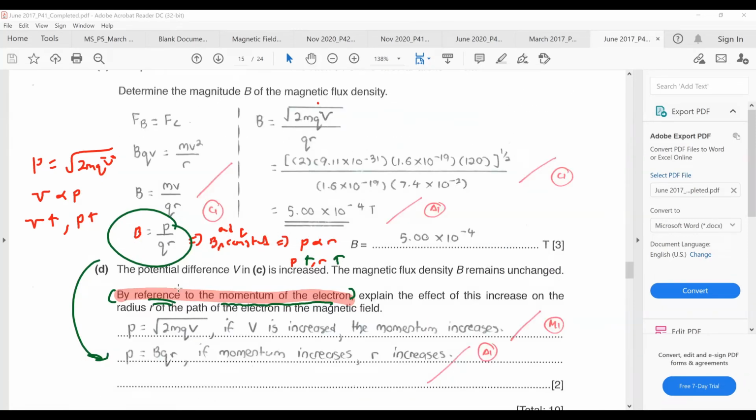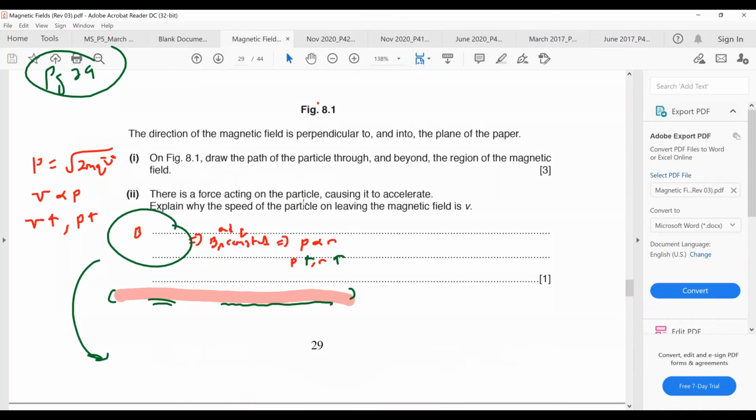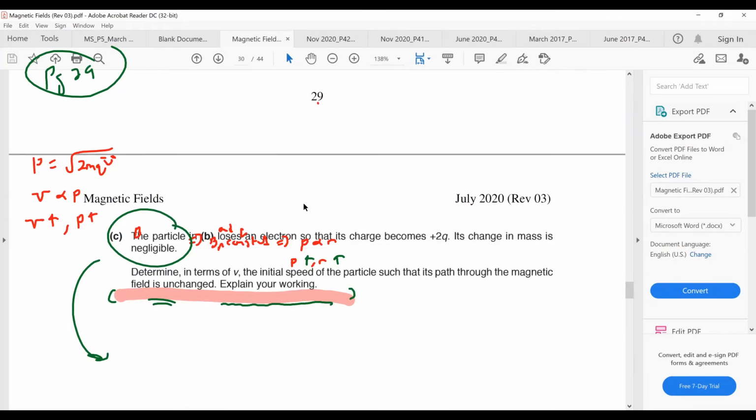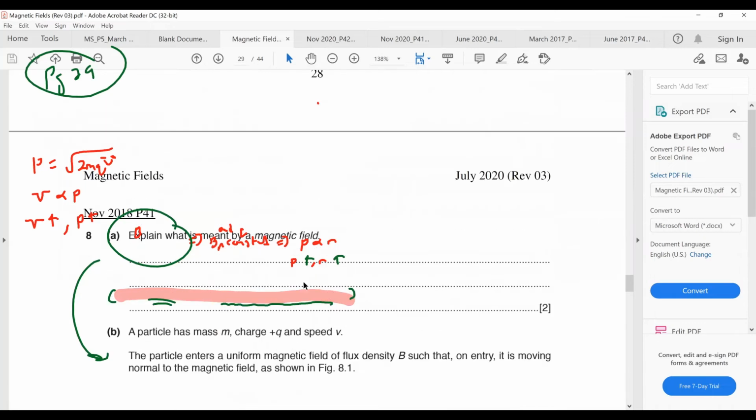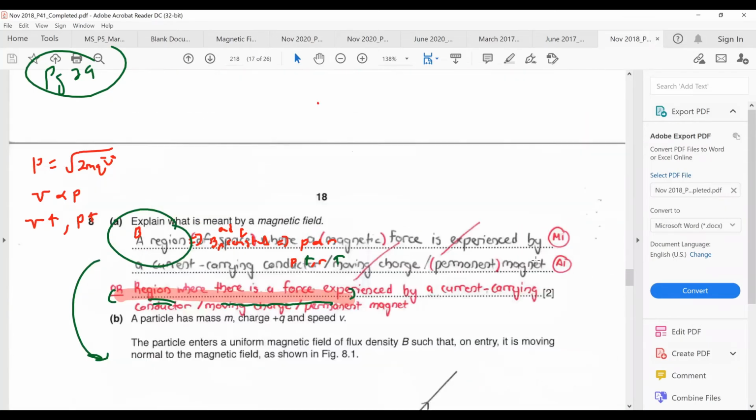Okay, then the next part would be page 29, I think. There's another page, page 29. Let me get that sorted out. This one I think you can just breeze through. I'll go to page 29, November 18, P41. So yeah, this one here.